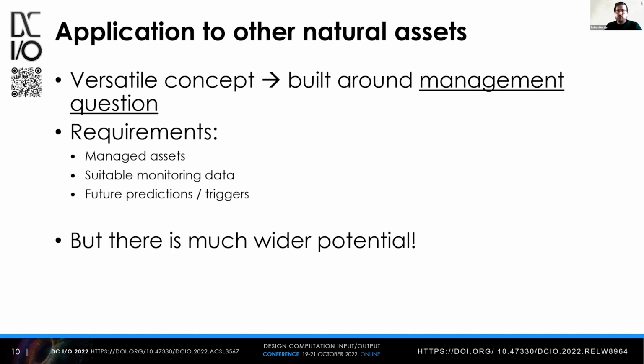And we've applied it now to a beach, and to coastal protection. But there is, of course, much wider potential than that. You can also think about recreation, about habitat management, etc.